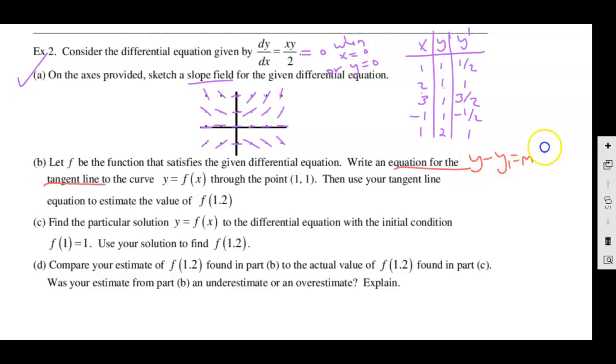Y minus y1 equals m times x minus x1. That point slope should always just jump right to the top of your brain when you see those 5 words. Through the point 1, 1. So it gives me the x1 value and the y1 value. And then we're going to use the tangent line to make an approximation. Okay, here we go.